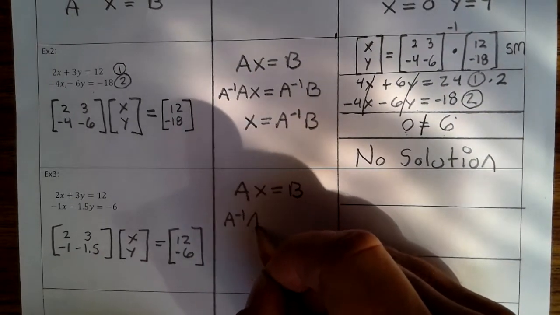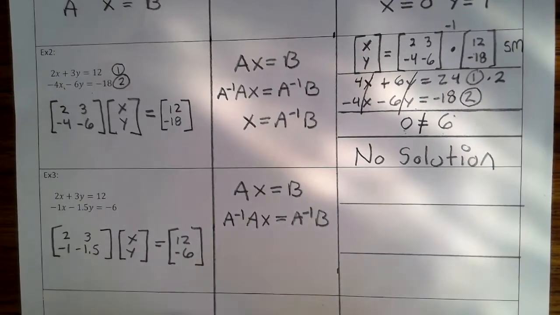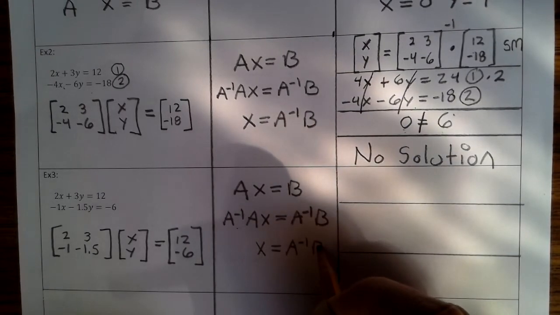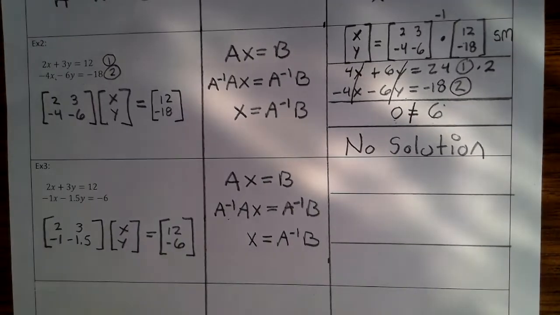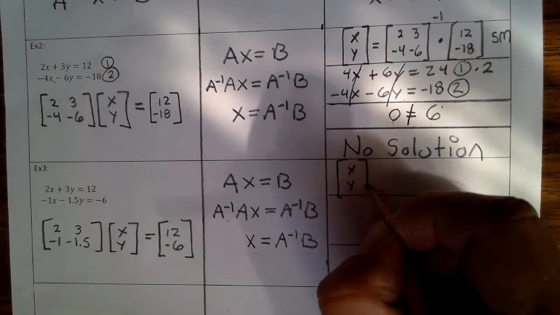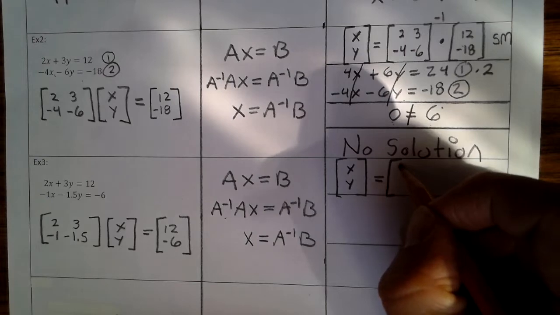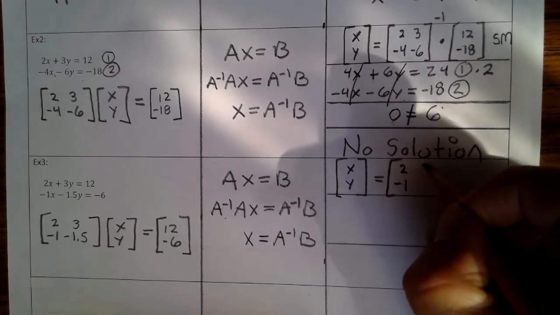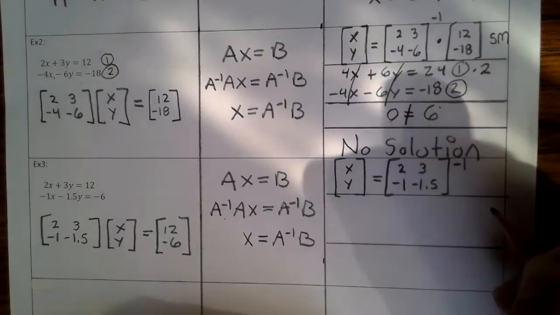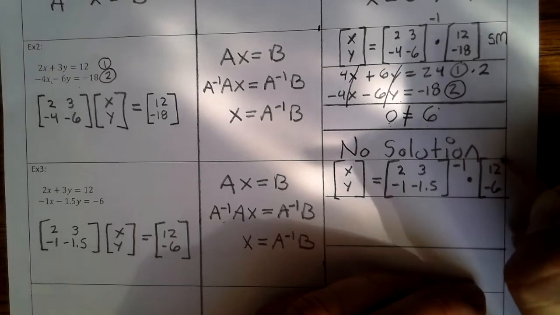So A inverse times AX equals A inverse B. That becomes 1, so X equals A inverse B. So now we have X and Y equals 2, negative 1, 3, negative 1.5, inverse, so it's negative 1, times 12, negative 6.